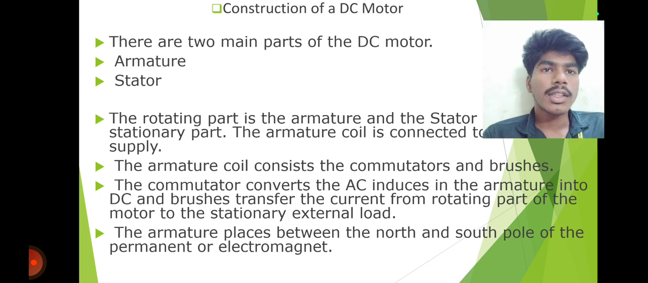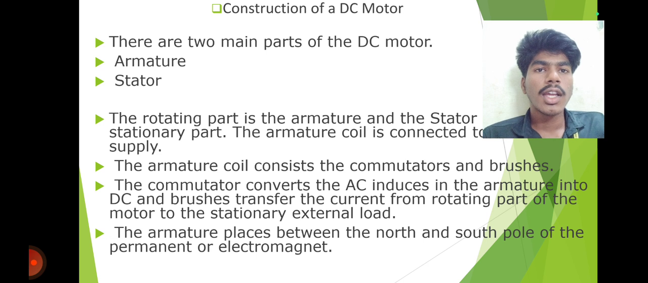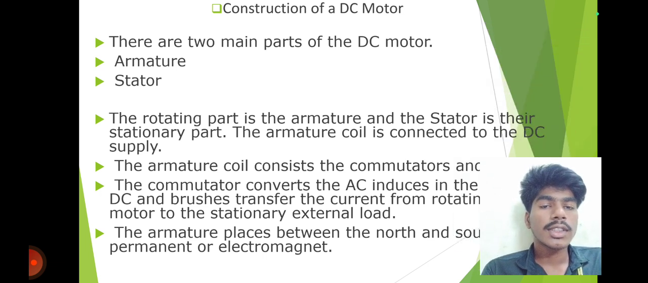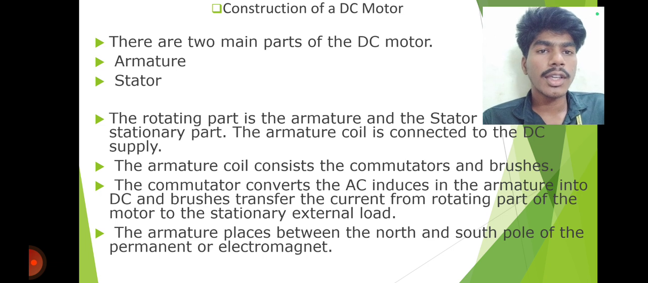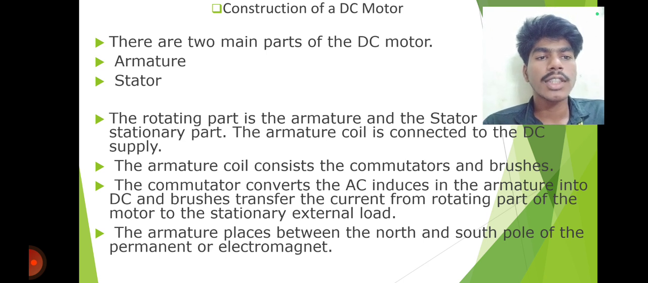Construction of a DC motor. There are two main parts of the DC motor: armature and stator. The rotating part is the armature and the stator is the stationary part. The armature coil is connected to the DC supply. The armature consists of commutators and brushes. The commutator converts the AC induced in the armature into DC, and brushes transfer the current from the rotating part of the motor to the stationary external load. The armature is placed between the north and south pole of the permanent magnet or electromagnet.